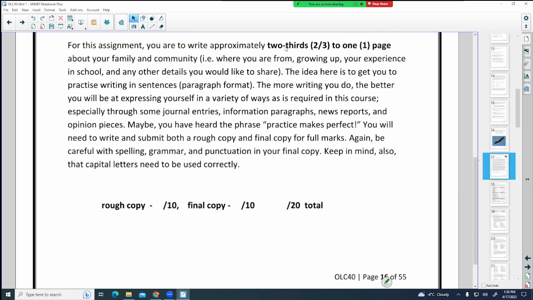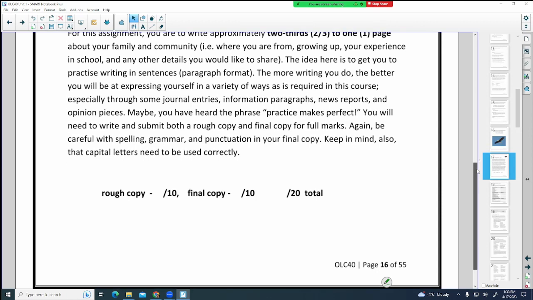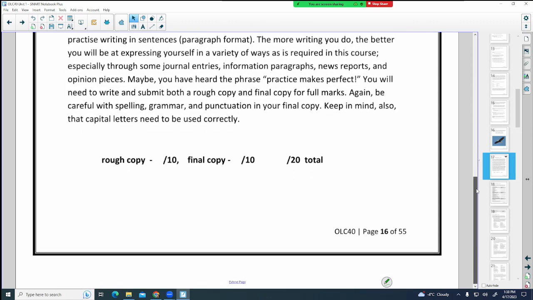So, and again, you're handing in a rough copy and you're handing in a final copy. And with all of these assignments, you can always reach out to your teacher, reach out to me, and just say, I have a question about this assignment. I'm not sure how to start it. I'm not sure what's required. Then by all means, phone me, call me, send me a Facebook message, and I will do my best to help you through that question.